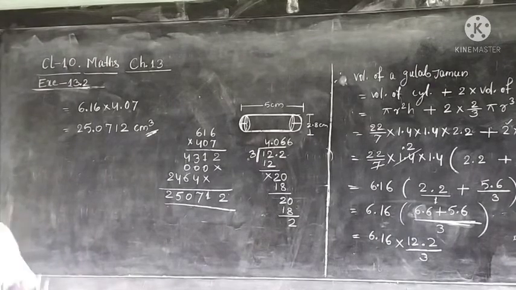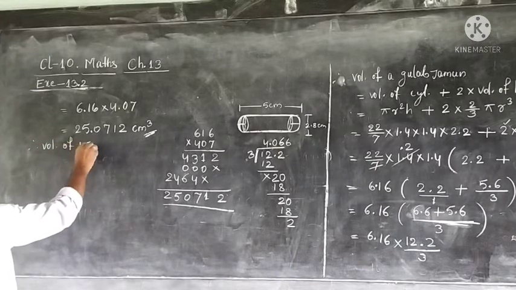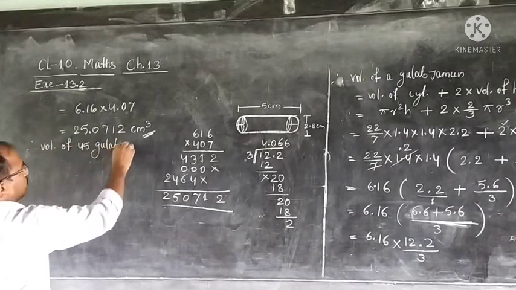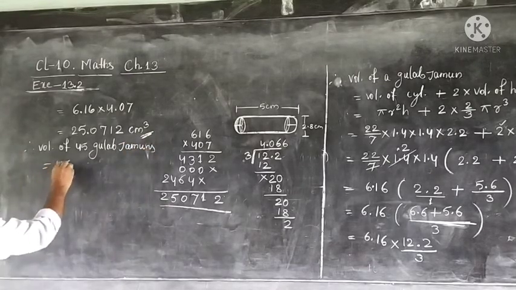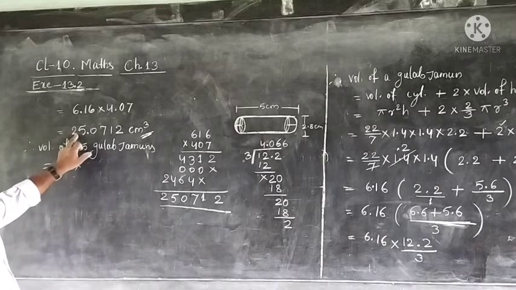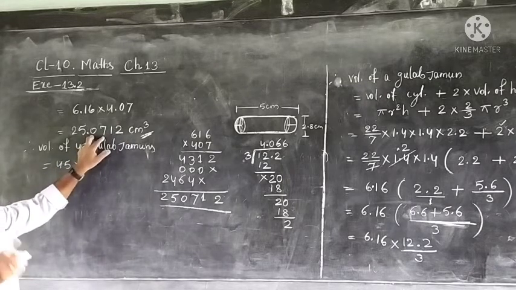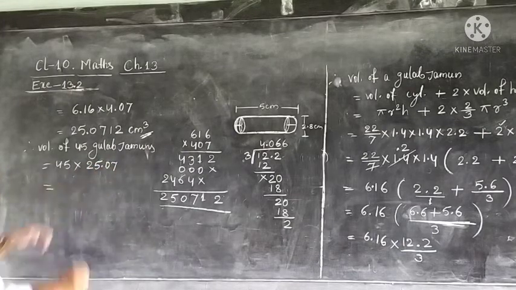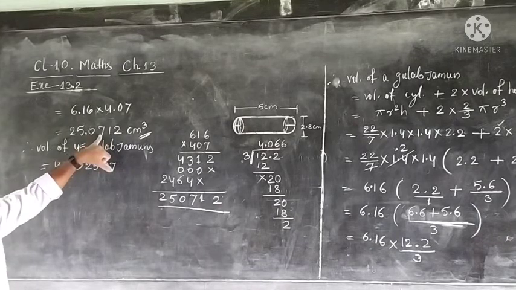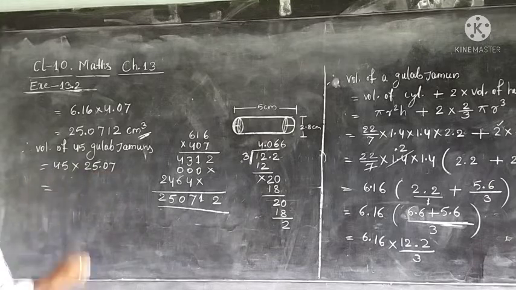There are 45 gulab jamuns. Therefore, volume of 45 gulab jamun will be equal to 45 into, now look at this, 25.071, third digit is 1. So, we will just consider the 2 digit value, that is 07. So, 25.07. If third digit is 5 or more than 5, we will take next to the second digit. It is negligible difference only. Now, 25.07 into 45 we need to calculate.